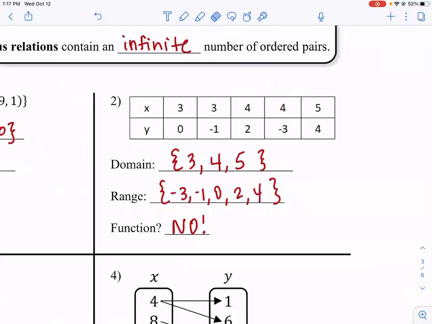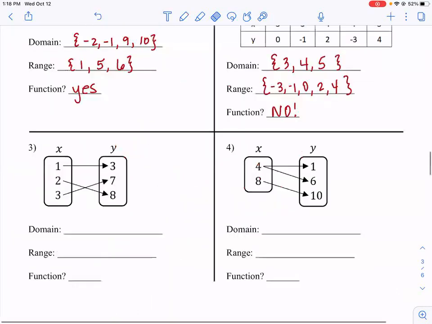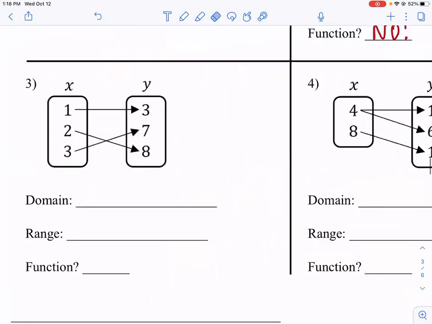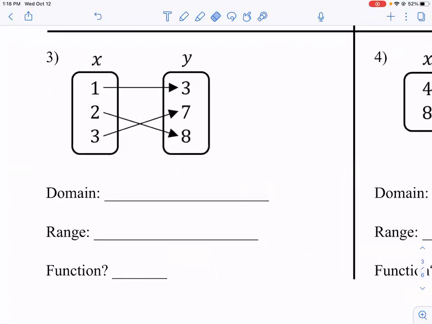All right, so now let's look at this mapping for number 3. This is like the best because they're already in order for you. Okay. Our domain is 1, 2, 3. Our range is 3, 7, 8. Too easy? Okay, okay. Amelia, is this a function?